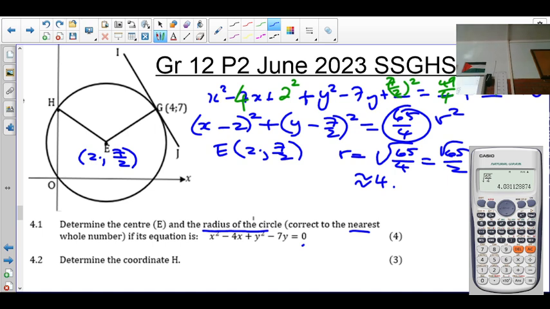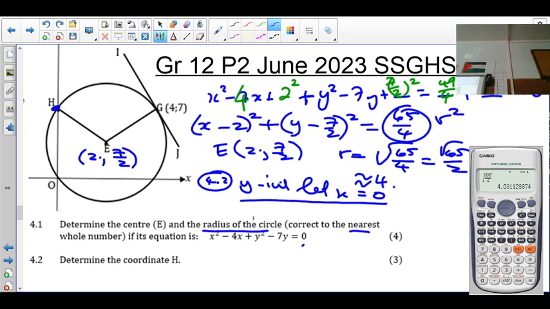Determine the coordinates of H. The coordinates of H, of course, is the y-intercept of this straight line. That's the y-intercept of the circle. So how do we calculate the y-intercept? We let x equal to 0. We should also know that this graph is symmetrical. This point is symmetrical about G. So I would say H is (0, 7). Okay, because that's symmetrical. But not all of us think in that line.